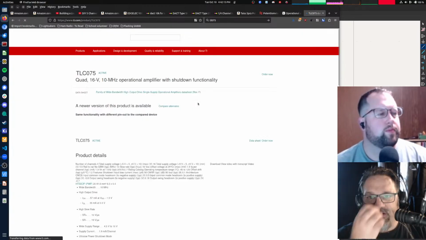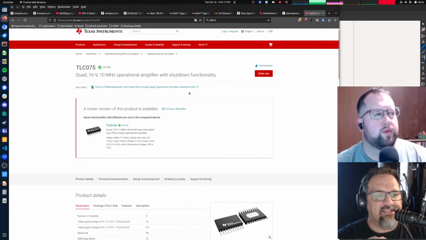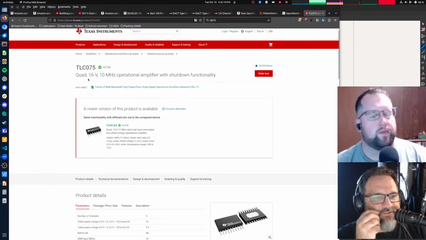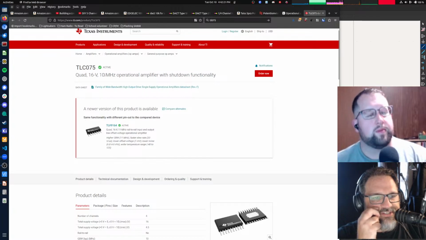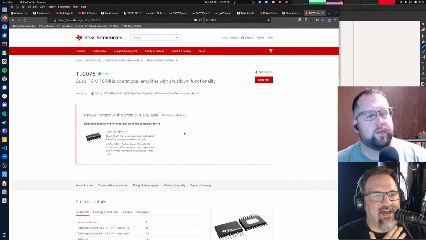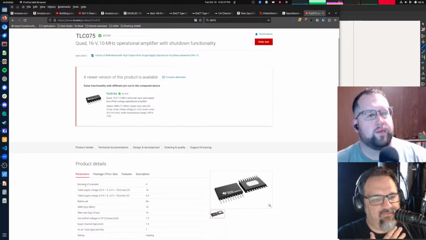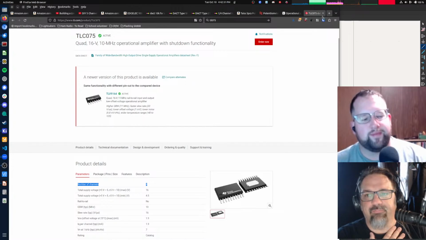Okay, keep in mind that the 072, first off, we're not going to be using TLs. That's a TLC075. Quad 16 volt 10 megahertz operational amplifier with shutdown. Okay, so but it's not a 5 channel op amp. Okay. It's a different part.